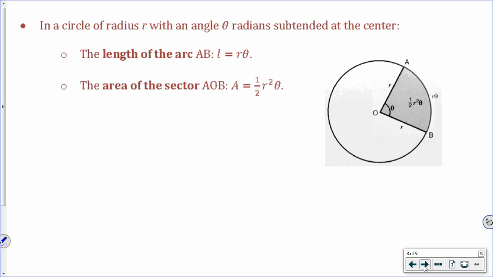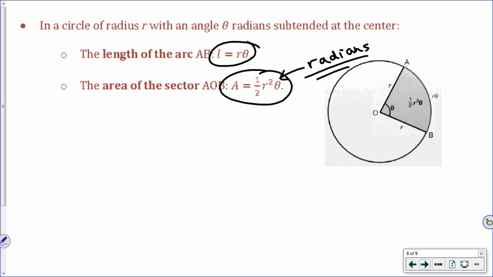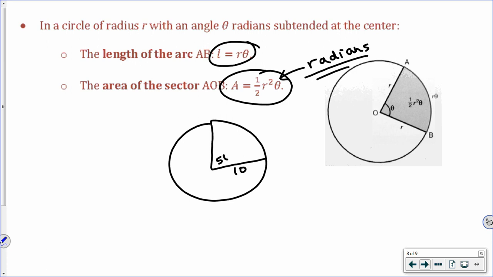Oh, we have to go over the second half of the video, which was arc length and area of a sector. So these are in circles. There's 2 really easy formulas. They're both in the booklet, but it's extremely important that you know theta must be in radians when you use these formulas. What that's going to look like is if you have a circle, let's say radius is 10, and this angle was 50 degrees.